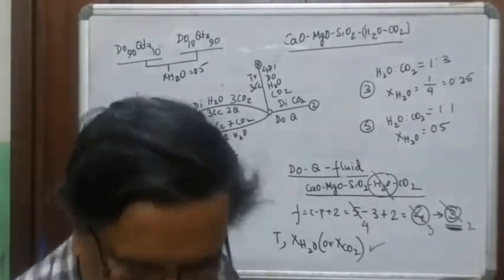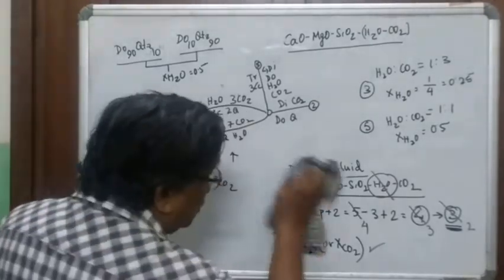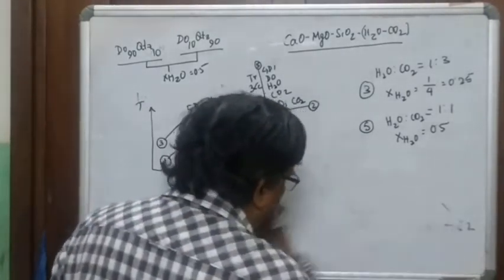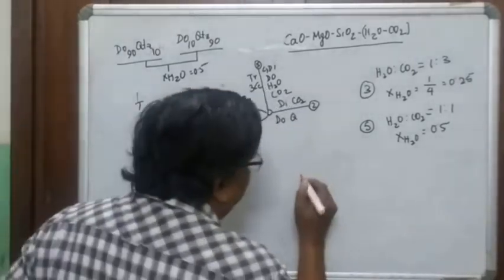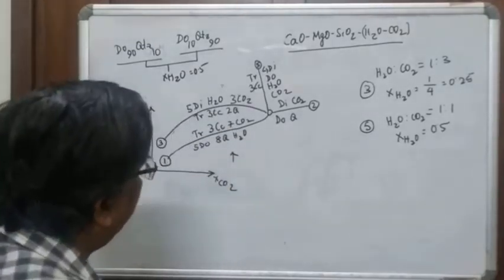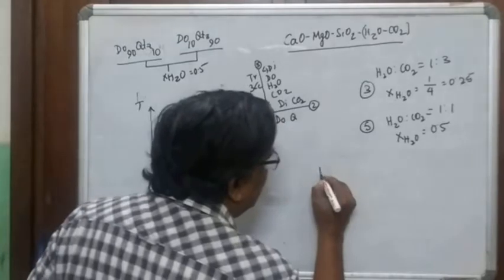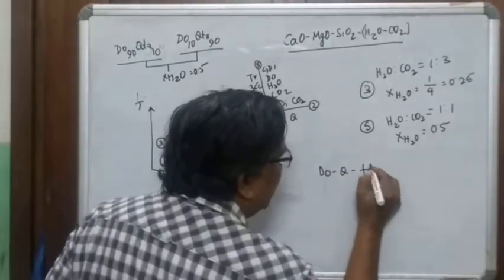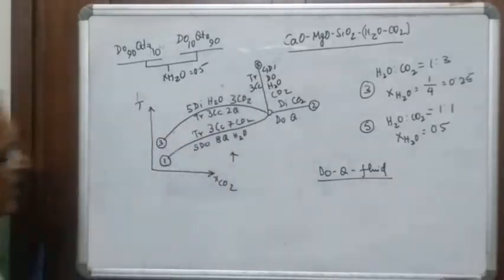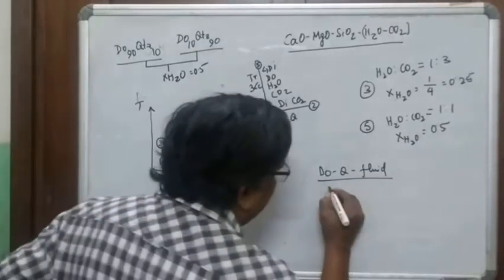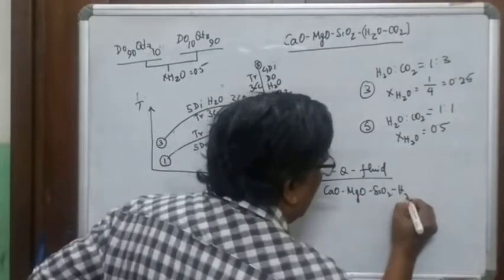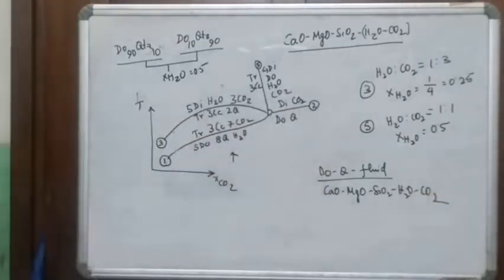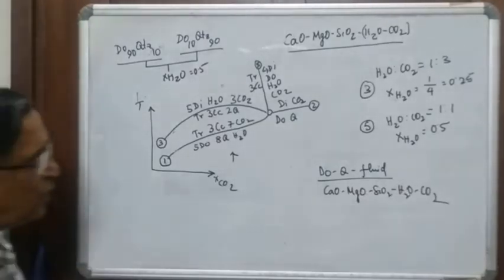I will give you another example. If we go to the other reaction, reaction 2, you see the same problem if you handle it carelessly. You see dolomite once again on this side. Again the same thing applies: dolomite, quartz, fluid. Once again, CaO, MgO, SiO2, H2O, CO2. Is it right? If I take this, is it right? No, it's not right. I will tell you why.